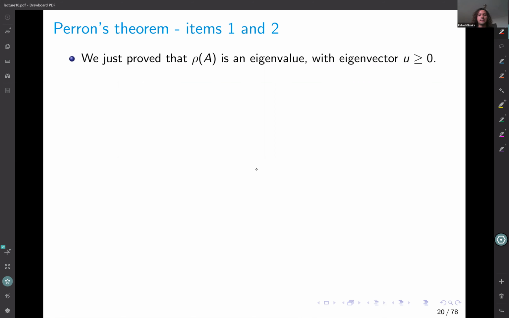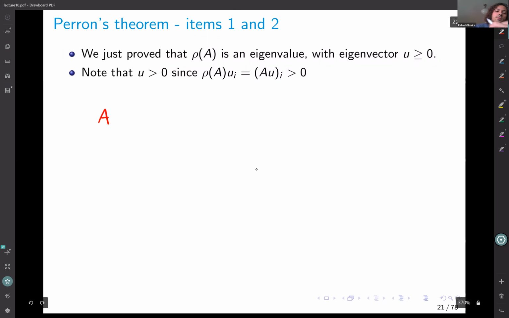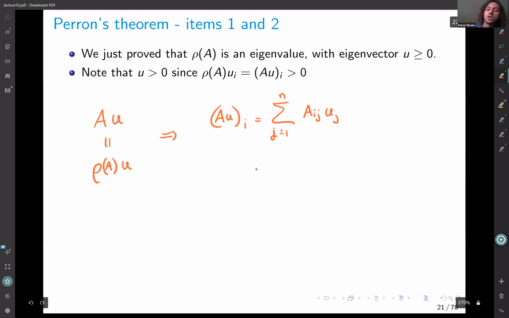So we have this, but now let's prove actually that U is positive, so all the entries are positive. So why is U positive? Now, if you remember, if I compute A times U, we know that this is equal to rho of A times U. So in particular, if I look at the ith coordinate, what is the ith coordinate? Let's look at AU and its ith coordinate, which is equal to the sum over j going from 1 up to n of a_ij times u_j.